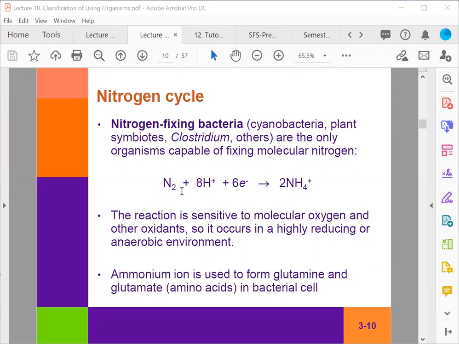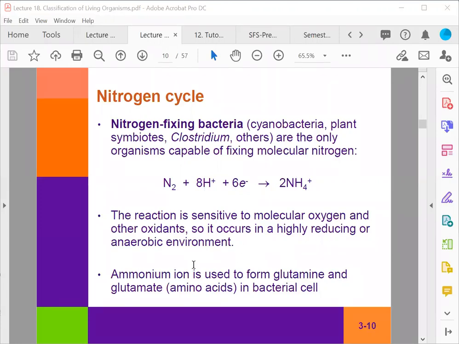All right, so here we have our atmospheric nitrogen, N2. What these nitrogen fixing bacteria do, they couple that elemental nitrogen, that molecular nitrogen, to protons and electrons to form this polyatomic ion. And of course, you know that is the ammonium ion. All right, this reaction is sensitive to molecular oxygen, so it actually occurs in a highly reducing or anaerobic environment.